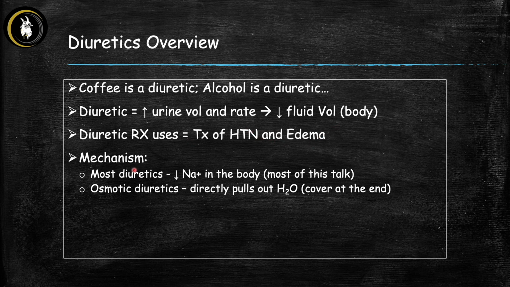Now you can divide the mechanism of these diuretics into two major categories. By far, the vast majority of diuretics, almost every single diuretic I've ever seen a patient on, work by decreasing the serum sodium levels, and that's going to be most of this talk. There's just one class that works through a different mechanism. Those are known as osmotic diuretics. These are agents that directly pull out the water, so they don't involve anything with sodium. So I'm going to talk about these at the end as well, but we're going to start off with the ones that are going to affect the body's sodium.